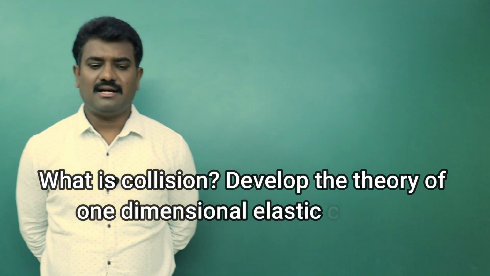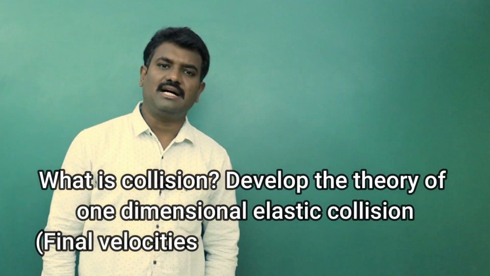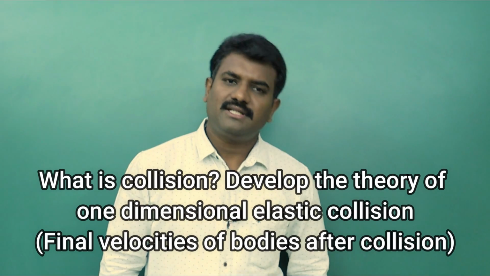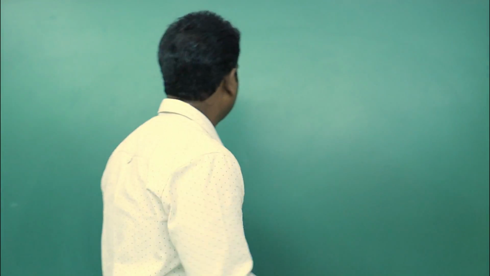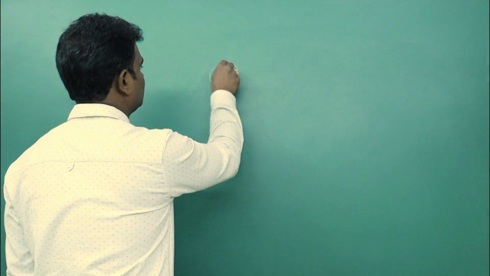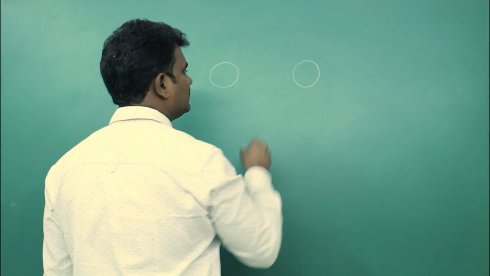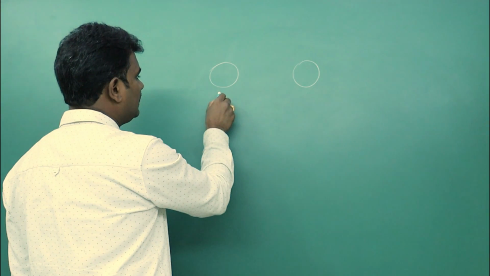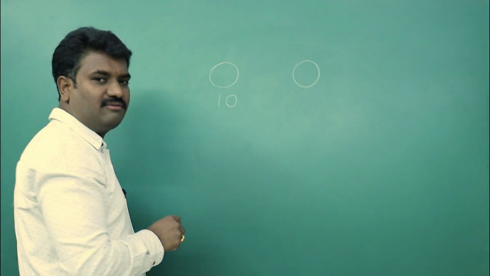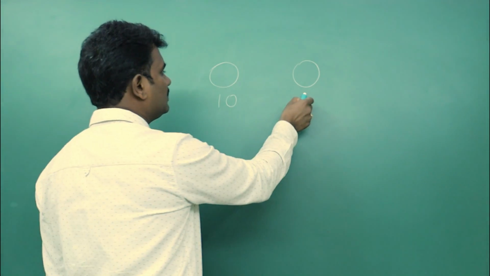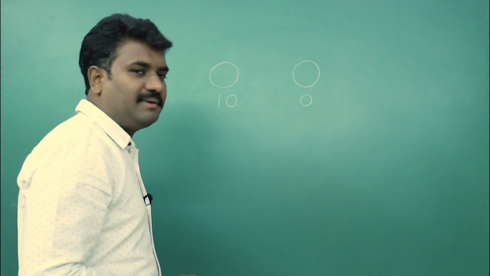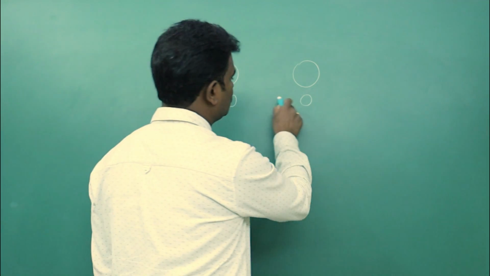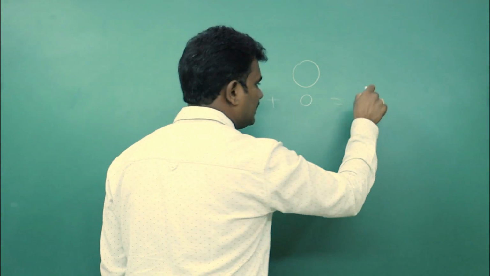They ask you to find the final velocities after collision. So first let us look at the definition of collision. For example, if there are two bodies, this is one body and this is another body. Initially it has 10 units of momentum. It has 0 units of momentum. So what is the total momentum? 10 plus 0, which is equal to 10.